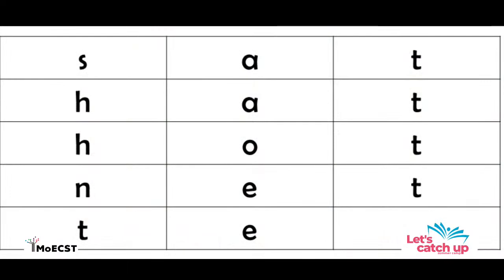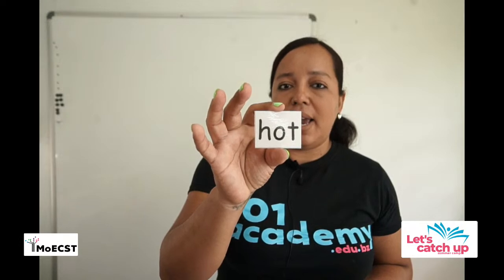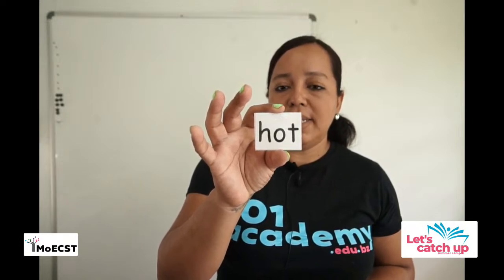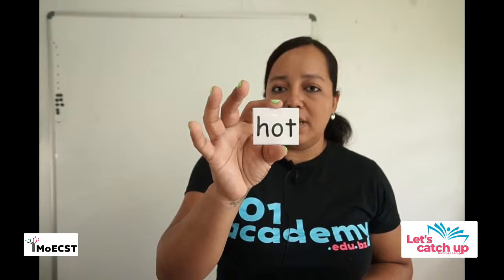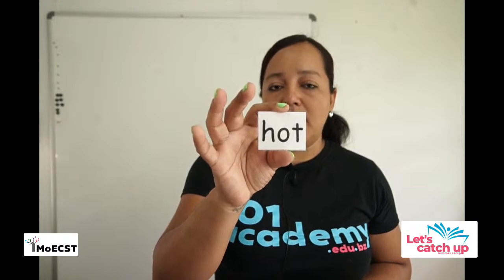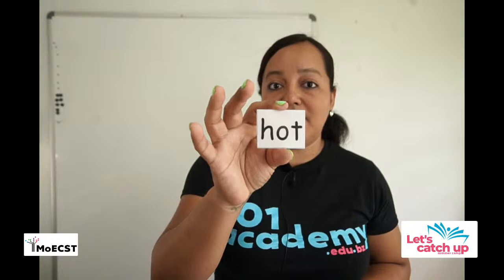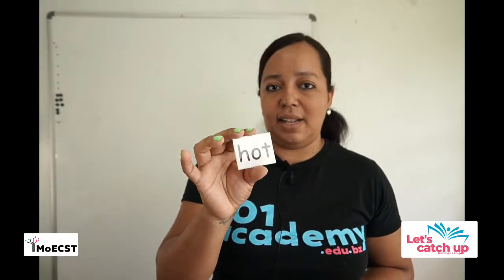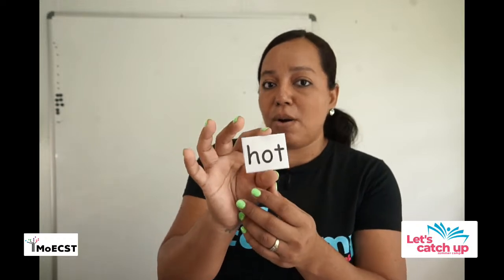Our next word: we want to change our A in the middle to an O. So find your O and switch letter A with O. We're going to get this word, H-O-T. What does H say? O says ah, and T says t. Hot. Say it after me, hot. Remember, we're blending these sounds to make words. Hot.